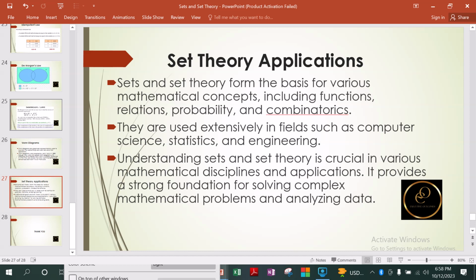That is a fact. It is important to understand sets and set theory as crucial mathematical disciplines with many applications. Set theory is also going to assist you to understand some complex mathematical problems and how we analyze complex data. So that's what you should understand.